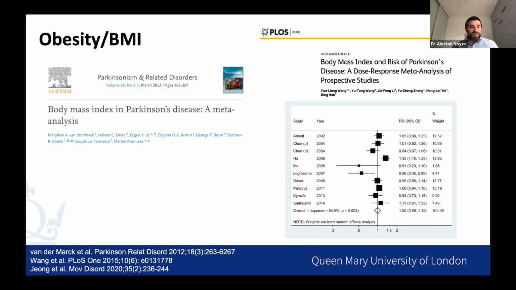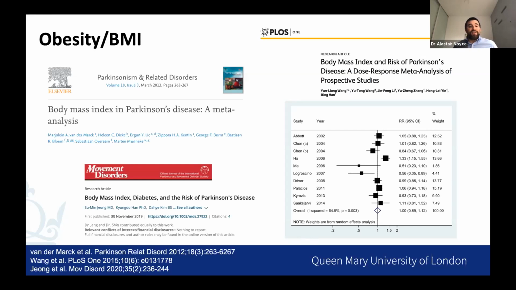But one of the other nice examples I have in this space is a study from Korea a couple of years ago that looked at both body mass index and diabetes, if you think back to the previous slide, and concluded a very neat interaction that showed that the highest risk of Parkinson's disease was in people with low body mass index and diabetes. So an interaction there in low body mass index and diabetes, a bigger magnitude of association than for either of those factors individually.